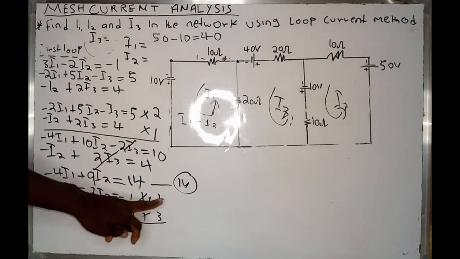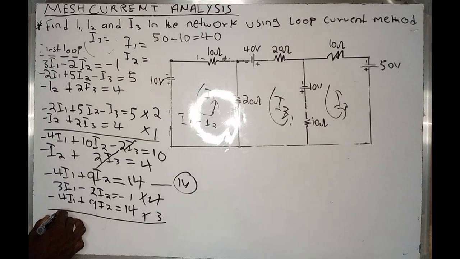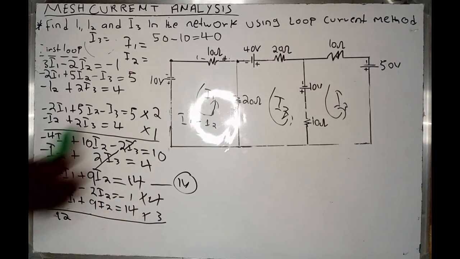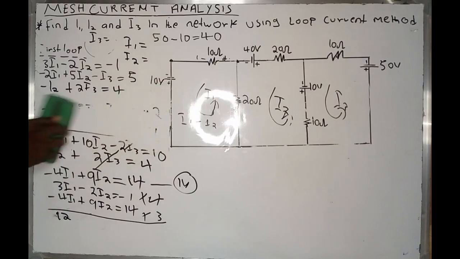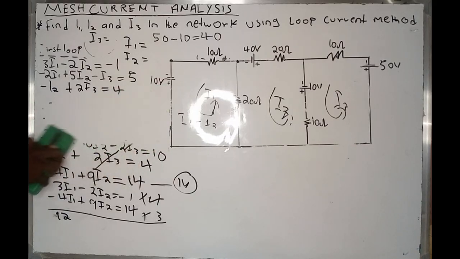So therefore 4 multiplied by 3, I'm having 12 I1. So I have to clean the top so that I can have balance.